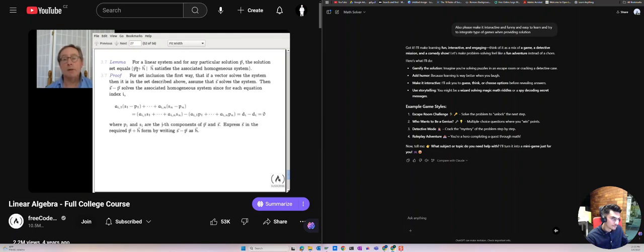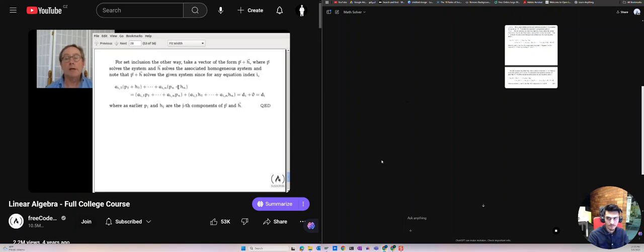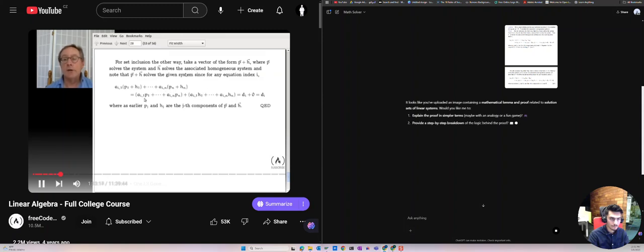I have to show the other half of the argument. The other half is that if a vector has this form, a particular solution plus a member of the set of homogeneous solutions, then it is a solution of the system that you started with. So you take a vector of the form P plus H, and you want to show that P plus H solves the given system. That's just a matter of plugging the components of the vector P plus H into each equation. Here I plug the first component all the way down to the nth component of the vector P plus H into the equation. I did the obvious algebra. I distributed the A's.